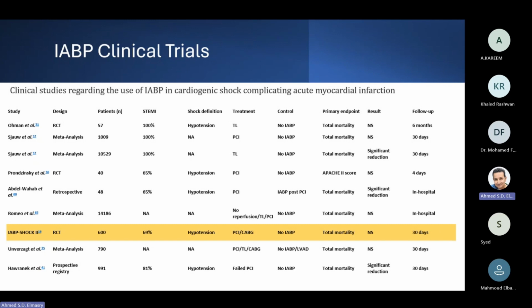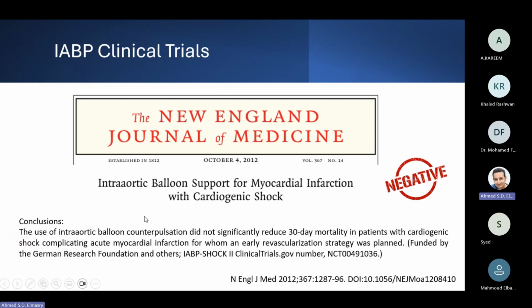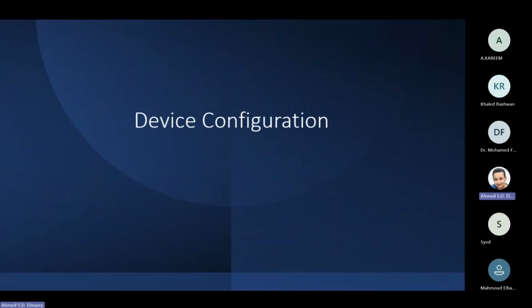The well-known study is the IABP-SHOCK II trial, which was published in the New England Journal of Medicine in 2012. It was a negative trial, and there was no reduction of the 30-day mortality. But even after all this negative trial, the tertiary healthcare centers were still using the intra-aortic balloon in order to assist the failing heart. The next section is the device configuration.